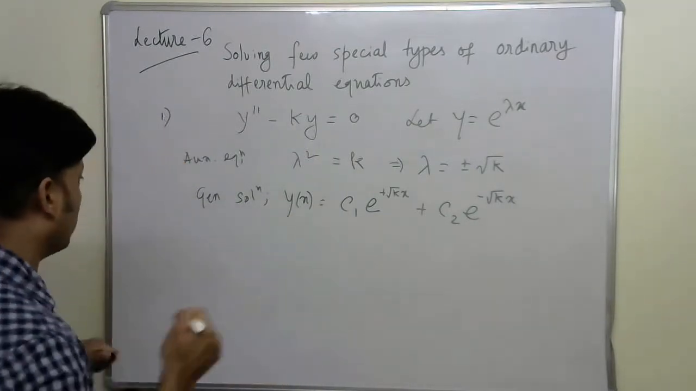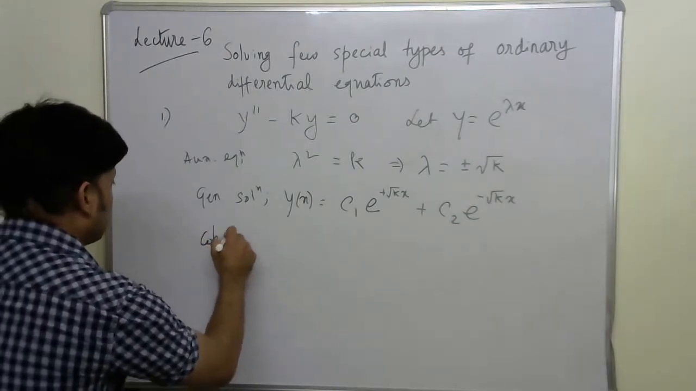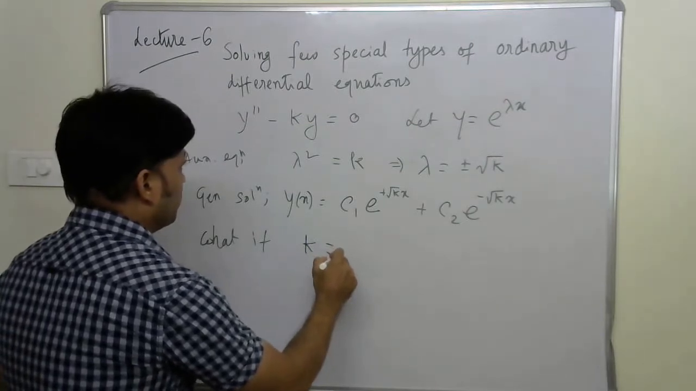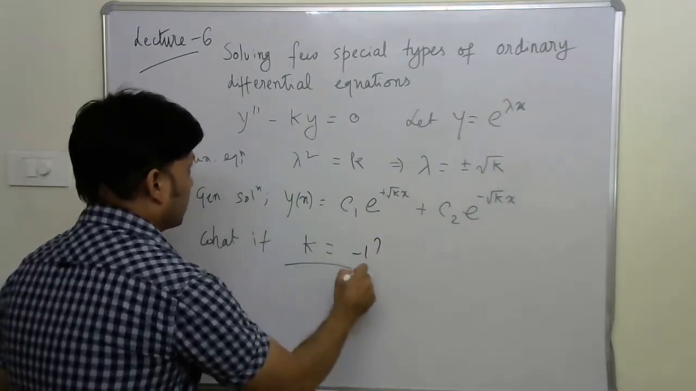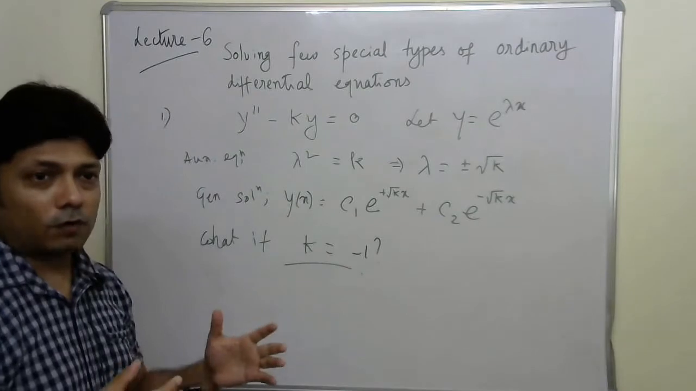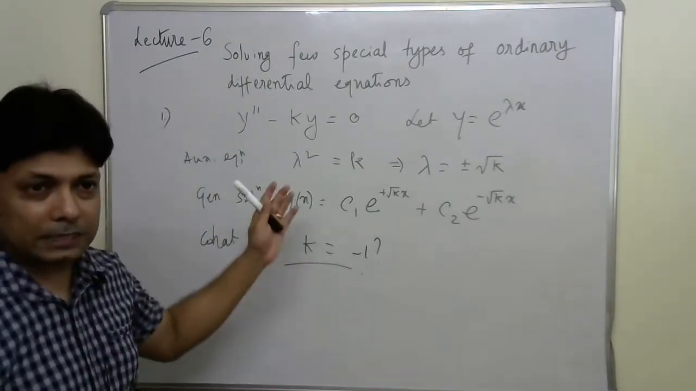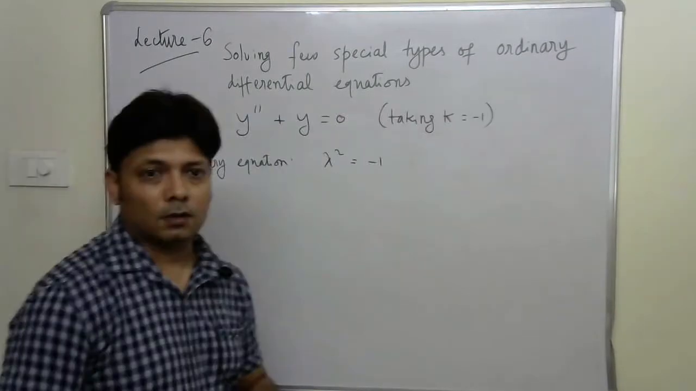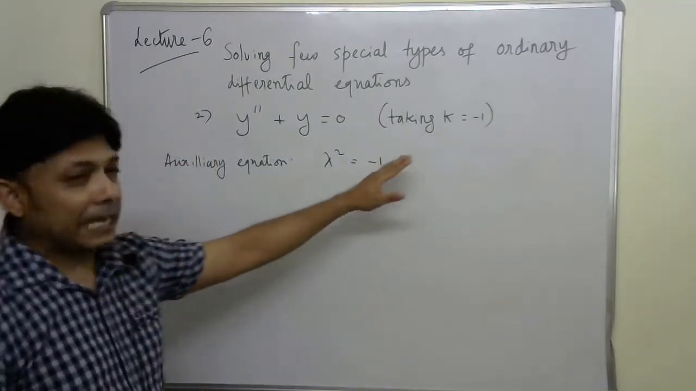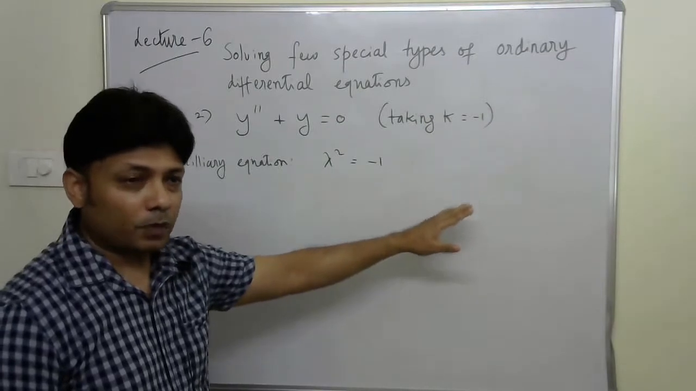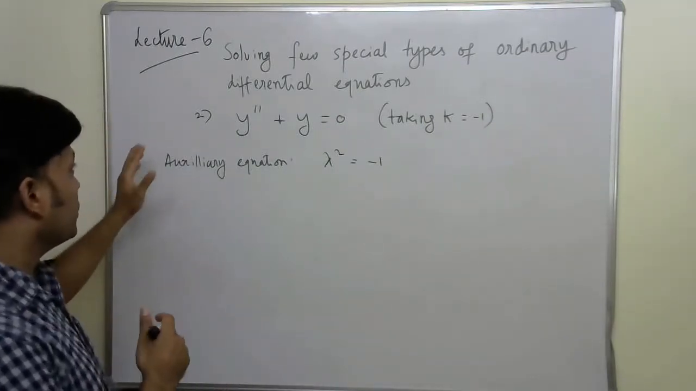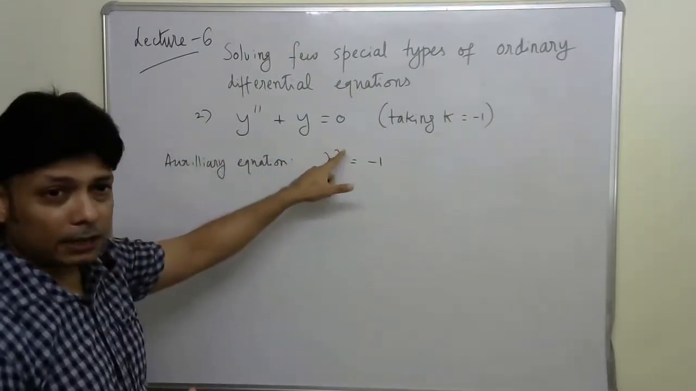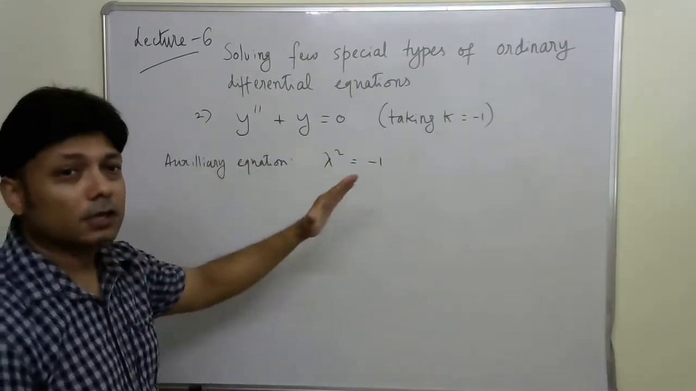Now the most important thing is, what if k is equal to minus 1? So how do we solve that? So now let's quickly take a look at our second. So if we take k is equal to minus 1 in the previous example, the previous differential equation becomes something like this: y double prime plus y is equal to 0.